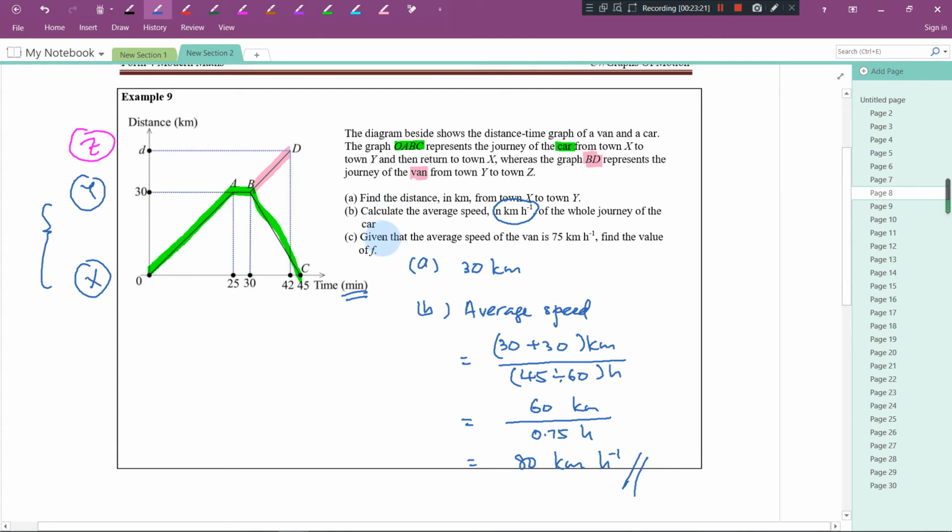Okay, let's try the last part. Given that the average speed of the van, the red colored one, BD, is 75 kilometers per hour, find the value of d. Here I should change it to become D. Now try to think, how do we get the average speed of the van? We take the total distance travelled divided by the total time taken, right?